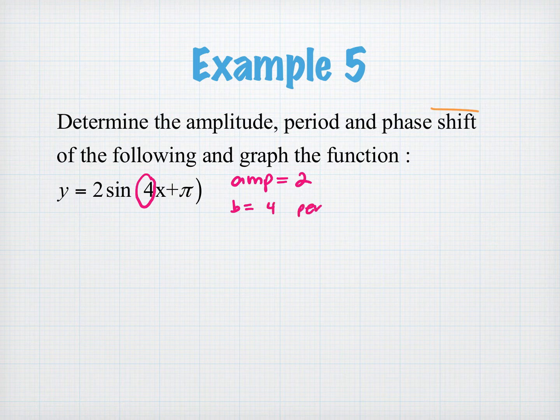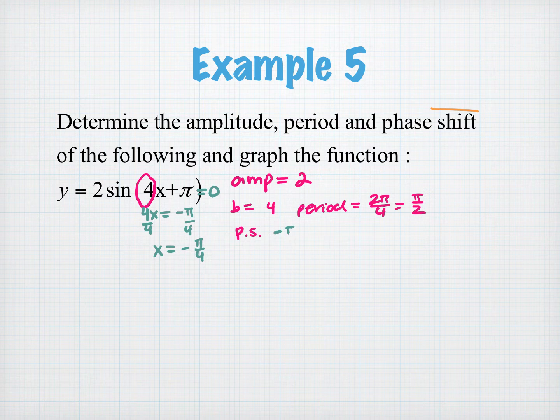Which means the period is 2 pi over 4, which is pi over 2. There is a phase shift, so I'm going to remember it because I have to come back to it. I set this equal to 0. I'd get 4x equals negative pi, and then I'd divide by 4, and x equals negative pi over 4. So my phase shift is to the left because I'm minus pi over 4. Correct. And if you think about it, it's a plus, right? And normally when we do transformations, if it's a plus, we move left. So that should be consistent with what you already know.